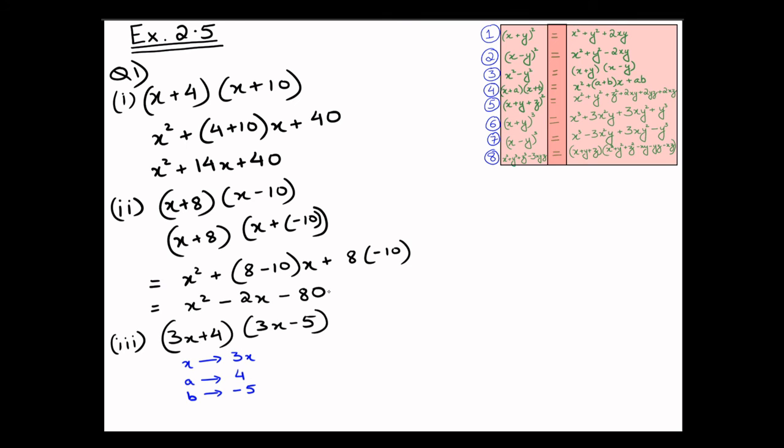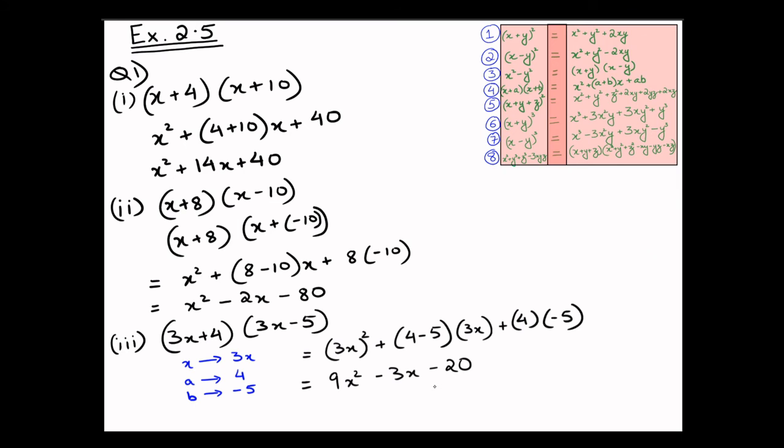Now, if we use these and use identity number 4, we get x square, in this case it will be 3x whole square, plus a plus b into x. So here we have 4 minus 5 into 3x, which is behaving as x over here, plus a into b, which is 4 into minus 5. And therefore, I can write this as 9x square minus 3x minus 20. And that's the expansion.